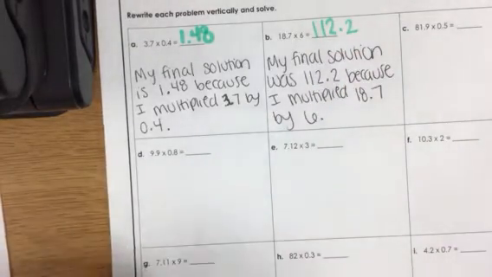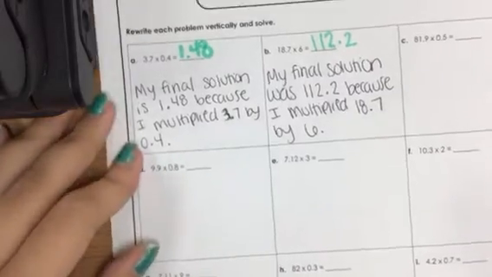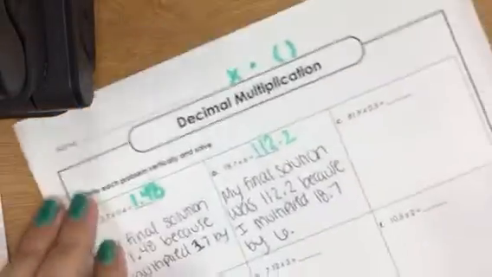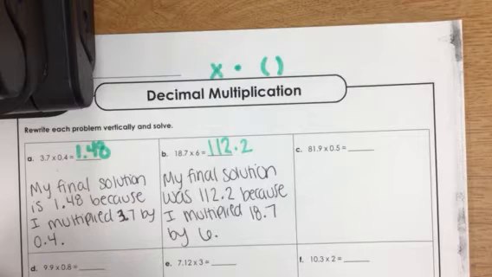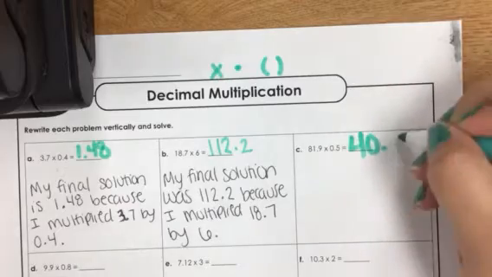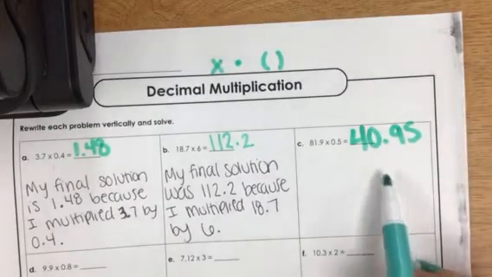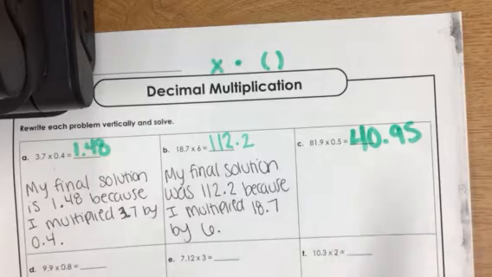Alrighty, so now it's your turn to start doing things independently, and let's start seeing how you do. So the next problem on here is C. Go ahead and type in that solution and then give me your sentence with your answer. All right. Your answer should have been 40.95, and make sure that you have your sentence written down and typed in.